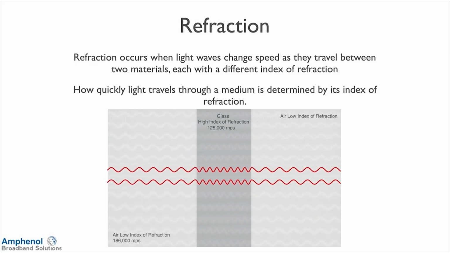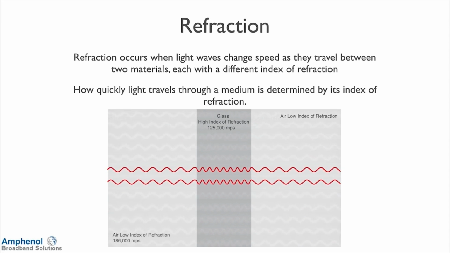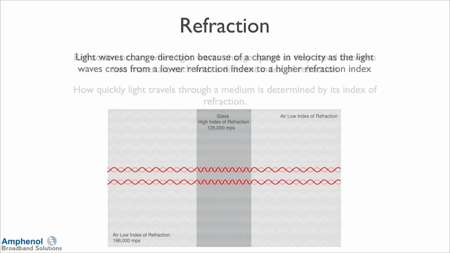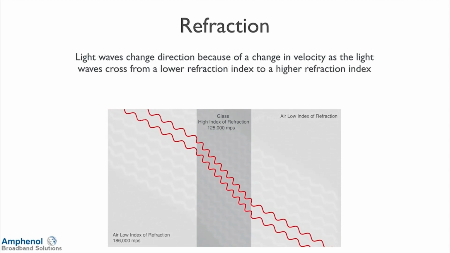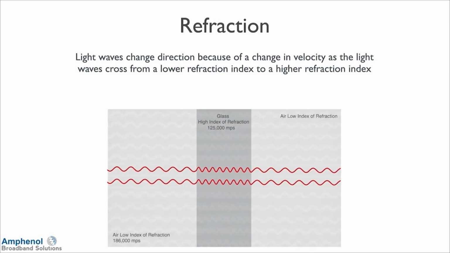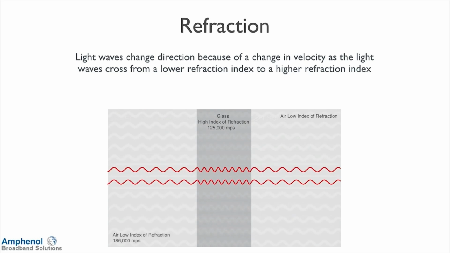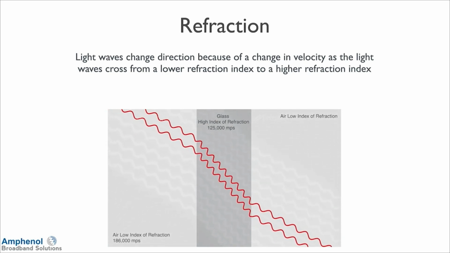Once it hits the glass, it actually slows down to 125,000 miles per second. And then once it passes through the glass and gets back into the air, it can travel again at 186,000 miles per second. Now, by doing so, at the same time, it actually changes direction. When it hits the glass at a higher index of refraction, it changes speed to 125,000 miles per second. But once it goes back into the air, it starts traveling 186,000 miles per second again. So you can see it actually changes direction.